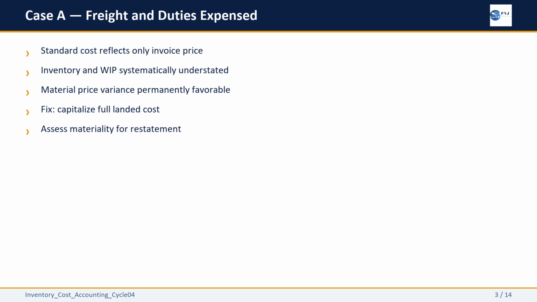Assess materiality for restatement under SAB 99, SAB 108, or ASC 250. Update the landed cost policy, retrain the teams, and correct every standard to full landed cost. Expect a one-time unfavorable variance when you do.